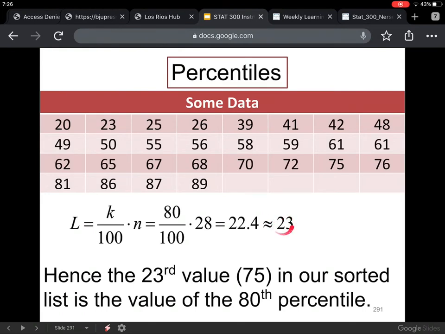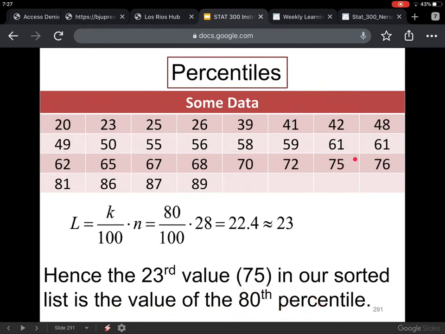The 23rd number in my data set, when my data set is ordered from least to greatest, would be the 80th percentile, which means that 80% of the data points are below the 23rd number. Again, think about what that means. Well, let's count to the 23rd number. Here's 1, 2, 3, 4, 5, 6, 7, 8, right? 16, and then 24 over here. But we want the 23rd value. So the 23rd value would be 75. Hence, the 23rd value, 75, in our sorted list is the value of the 80th percentile.